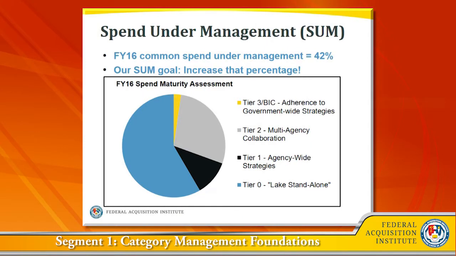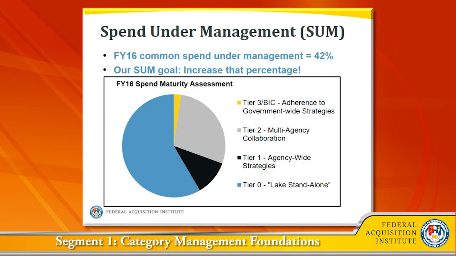Spend under management, or SUM, is the overall measure of the federal government's category management maturity. It's designed to highlight successes at both the government-wide and agency-wide levels to identify areas for improvement. It's the principal measure by which OMB will assess the adoption of category management principles. Government-wide SUM is being assessed using a tiered maturity model that evaluates 5 spend attributes: leadership, strategy, data, tools, and metrics.